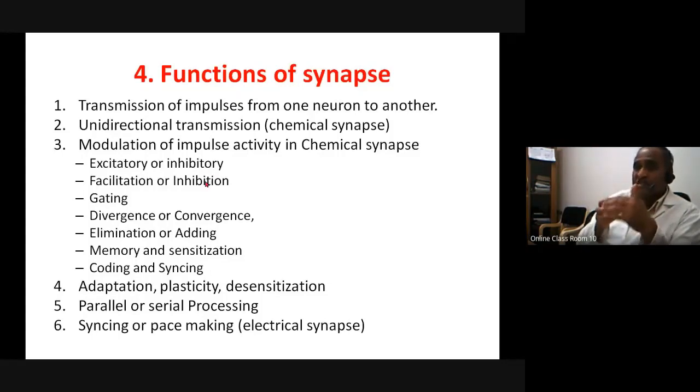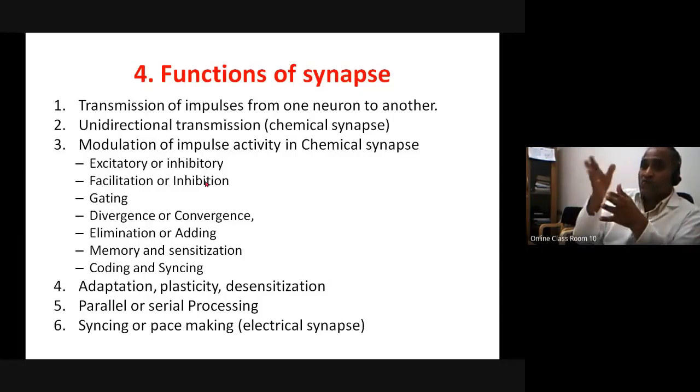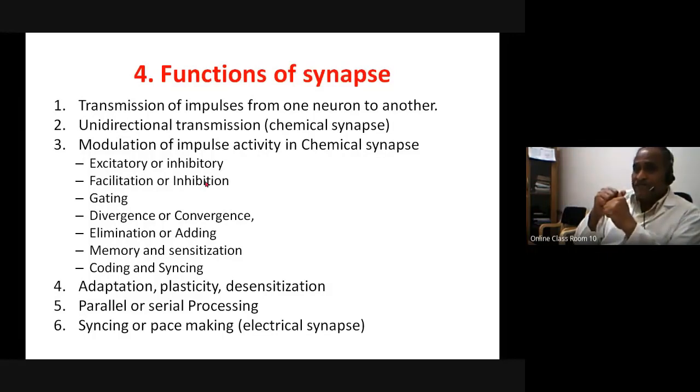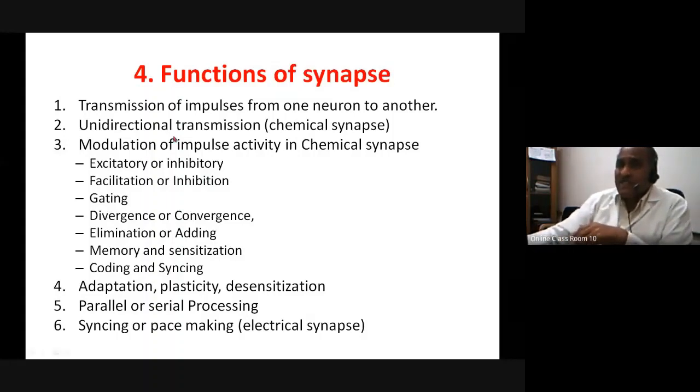Then from these target cells in the spinal cord, they will reach the thalamus. So there will be a convergence, and all these things come and converge. And then when they go to the reticular system, there will be a divergence. So then the modulation is in terms of elimination or adding up the information.